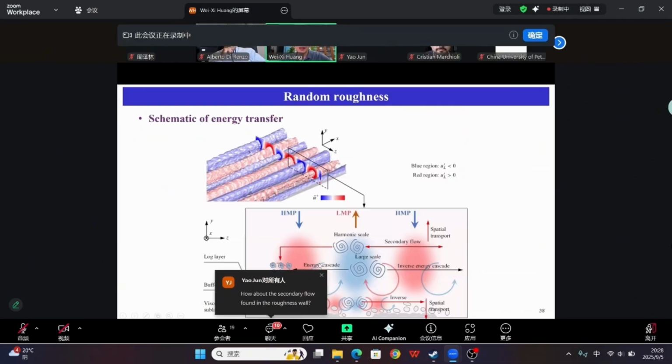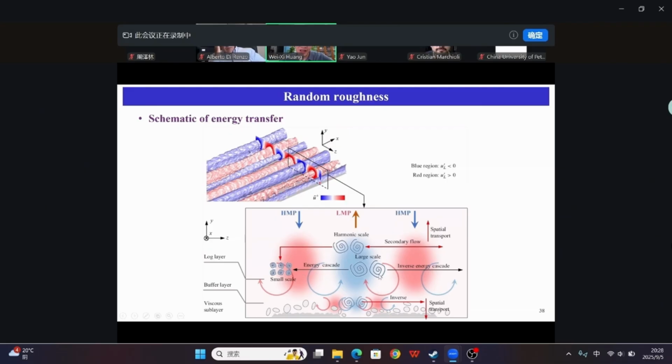So this is a kind of schematic. Originally, in the near wall region, there is the energy cascade, the inverse energy cascade, and transfer to the outer region, the near wall region, due to the turbulent transport term. But here, due to the appearance of the secondary flow, it will dominate the energy transfer between the secondary flow and its harmonic scale. So we'll have some kind of suppression effect on the original energy transfer.